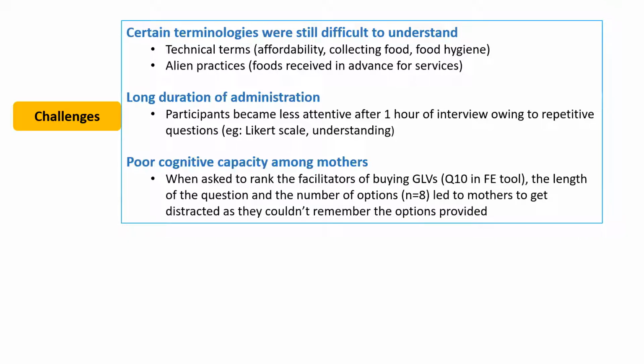The second challenge was that a few questions, like question number 10 in the food environment tool, were very lengthy, and a few of the Likert scale options were very repetitive. Due to this, and the time, as it was taking about 2 hours, participants became less attentive and frustrated. The third challenge we faced was poor cognitive capacity among the mothers. As I said, in question 10 in the food environment tool, there were a number of options which the participant had to remember. So they got distracted due to the number of options provided, and also the ambiguity in the question.